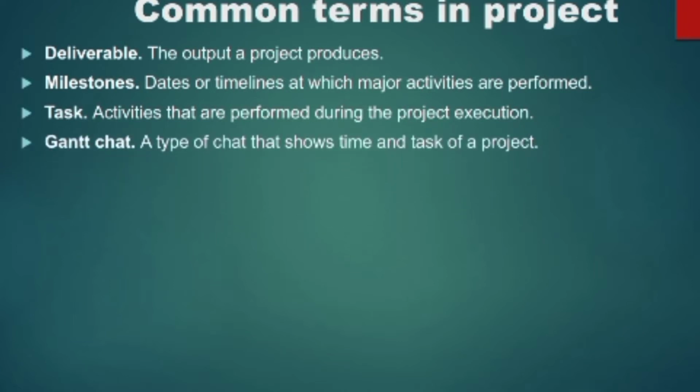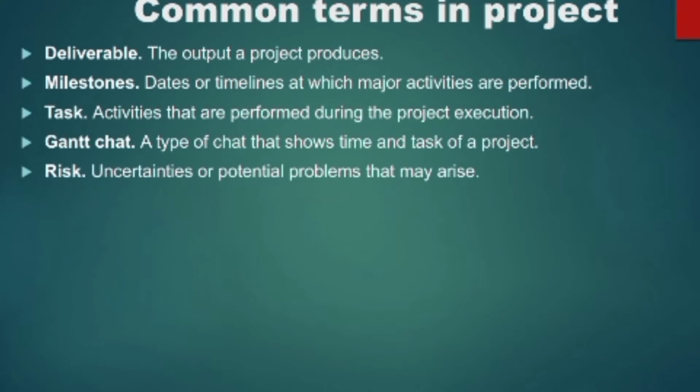We have the Gantt chart. The Gantt chart is a type of chart that shows time and task of a project. So it's a chart that you have the main task to be performed, and then at what period can you use to perform that task. So it's a chart that will even help you, the project manager, to know how long it can take you to complete a particular project.